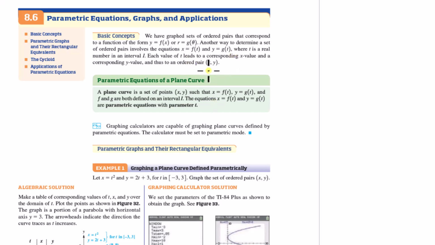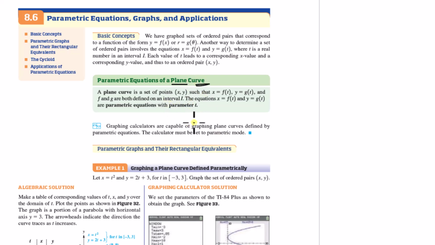And we're going to plot strictly the outputs and leave the inputs in the background. That's the idea of when you treat a relation parametrically. All right, so now the parametric equations of a plane curve, what they're saying here is that it's a plane curve.